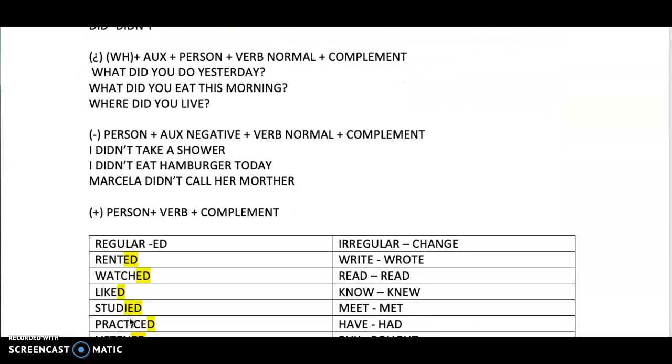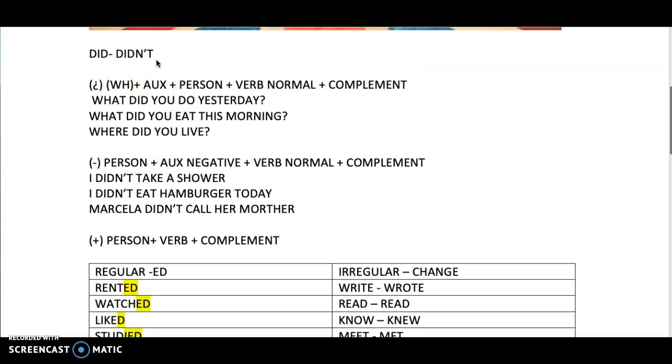For the interrogative sentence, we have the WH question first. Then we have the auxiliary. What is the auxiliary, guys? Yes, did is the auxiliary. So, WH question, the auxiliary did, the person, the normal verb, and the complement. For example, what did you do yesterday? Repeat after me. What did you do yesterday?